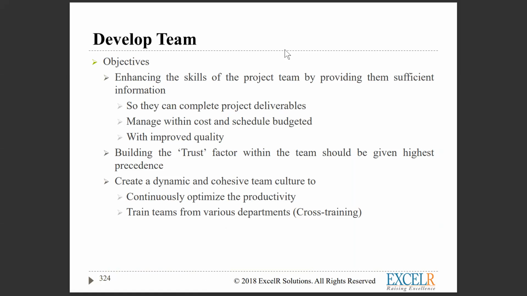So that's what I told, right? Enhancing the skills of the project team by providing them sufficient information so they can complete the project deliverables, managed within cost and schedule budgeted with improved quality. Then you need to build a trust factor with the team as well as with the stakeholder. Create a dynamic and cohesive team culture. So you need to have a very healthy environment when you are executing a project. If the environment is not healthy, then you will not be able to achieve any of your tasks. Your project will be hampered.